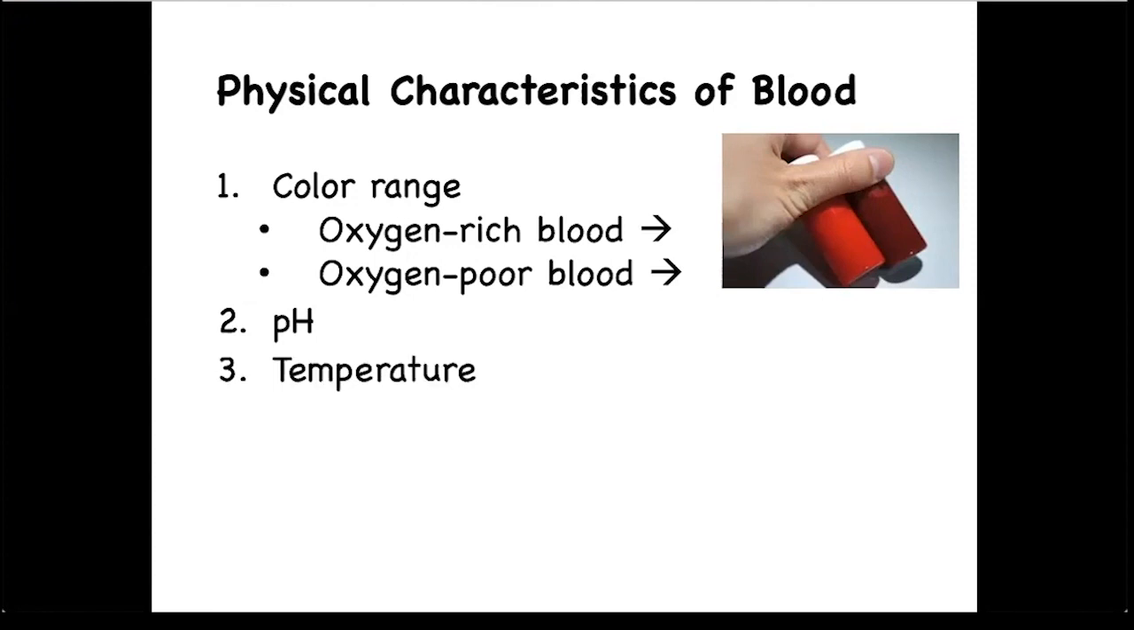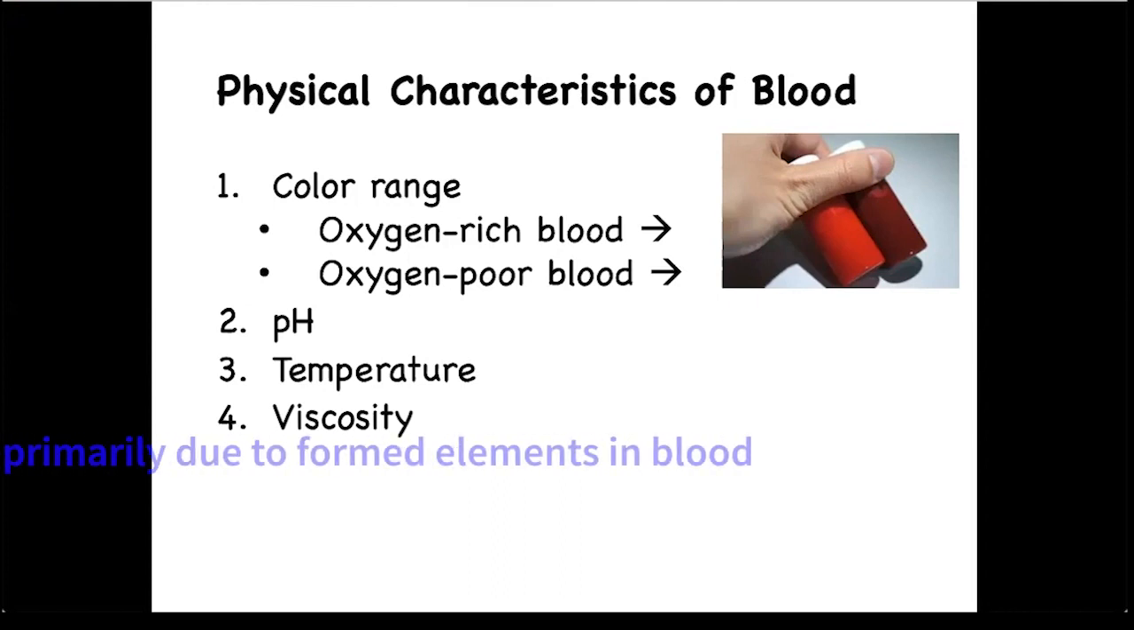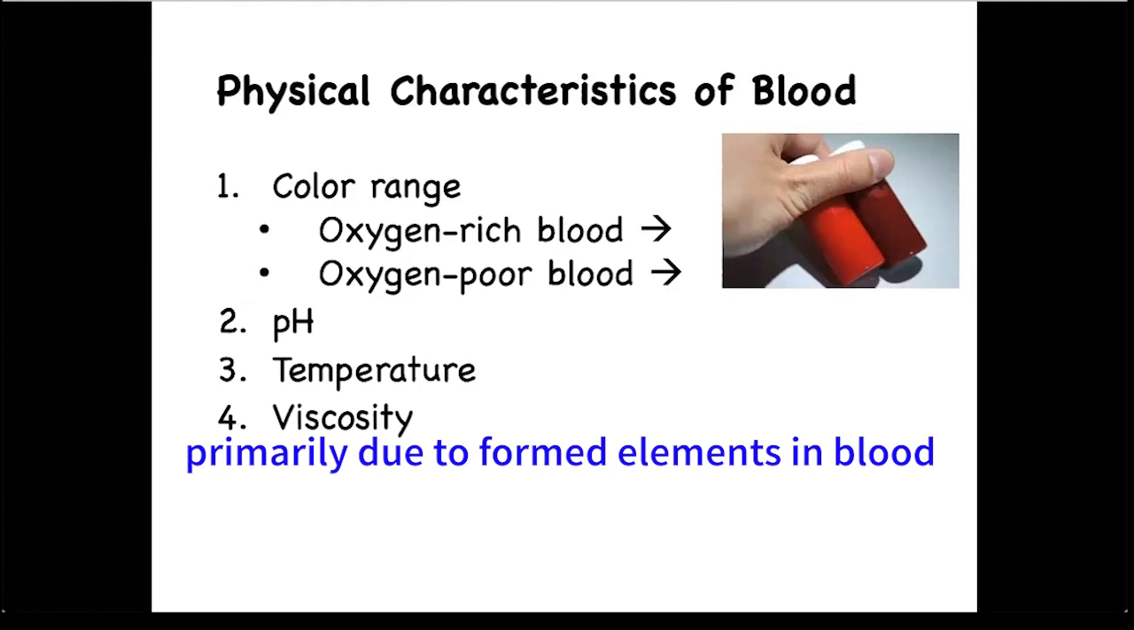Blood's temperature is 1 degree higher than your core body temperature. Core body temperature is 37 degrees Celsius, so that makes the blood temperature 38 degrees Celsius. And that's due to the fact that the water is carrying energy in the form of heat. The fourth characteristic is viscosity, and this refers to the thickness of the blood. Blood will be thicker than water, and this is primarily due to the formed elements or the cells.